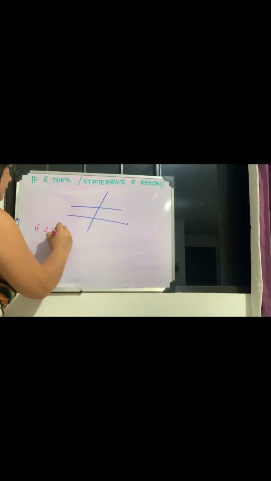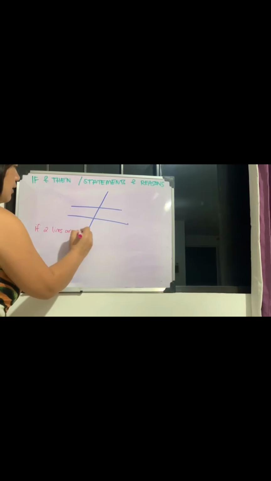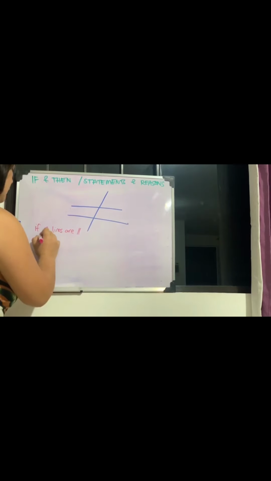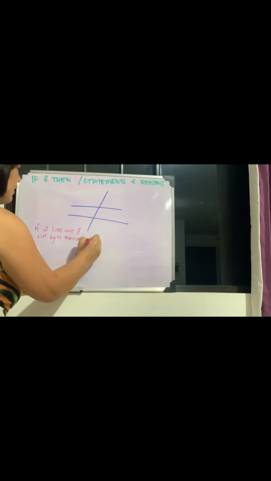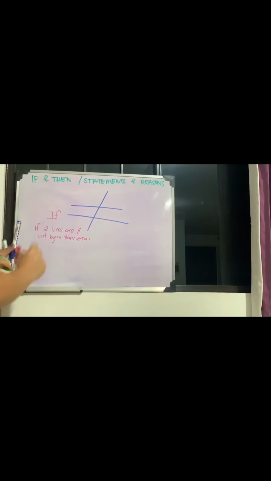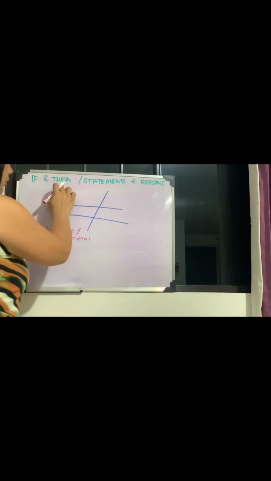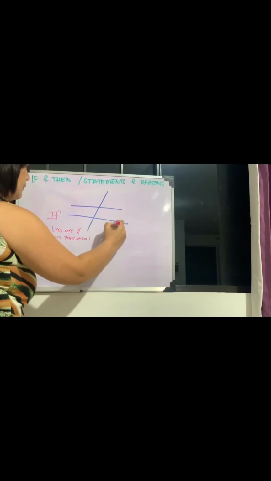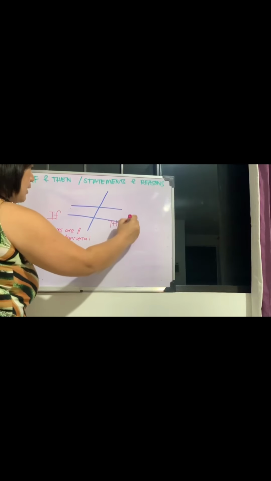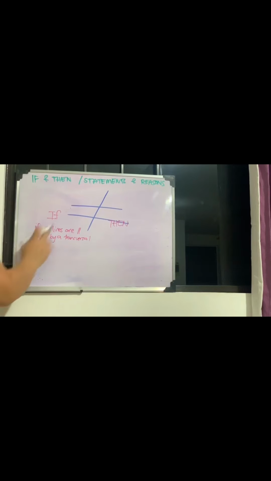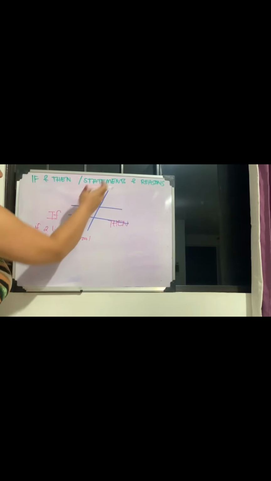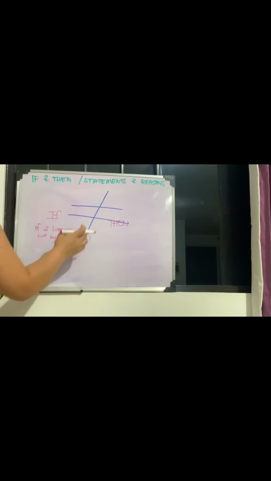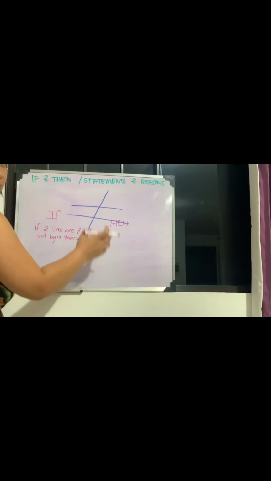two lines are, this symbol means parallel. If two lines are parallel, cut by a transversal, that is our if statement. Our then, or our reasons, would be: if there are two lines that are parallel and they are cut by a transversal, there will be conclusions that can be made.